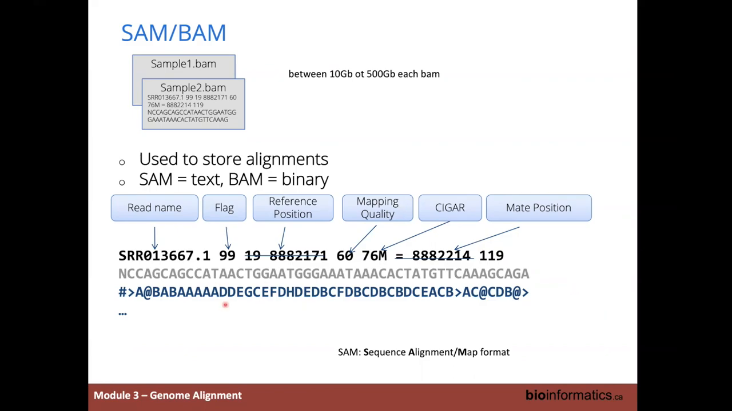After that, you've got other fields that are aligner dependent. It's why I will not go into detail on those fields, because depending on which aligner you use and what you have done, you will see different fields, but all the fields will be described in the header of the BAM file. Question?